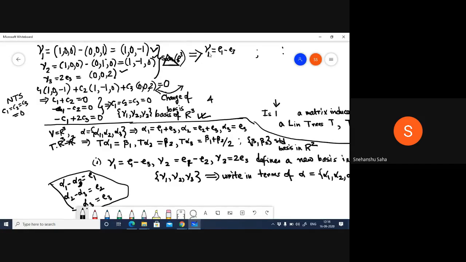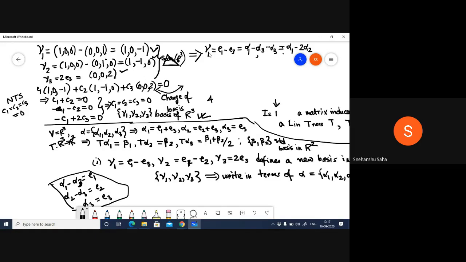So what I can do is alpha 1 minus alpha 3 is nothing but E1, right? And E3 itself is alpha 3. So therefore, what I can get here is that gamma 1 is nothing but alpha 1 minus 2 alpha 3.